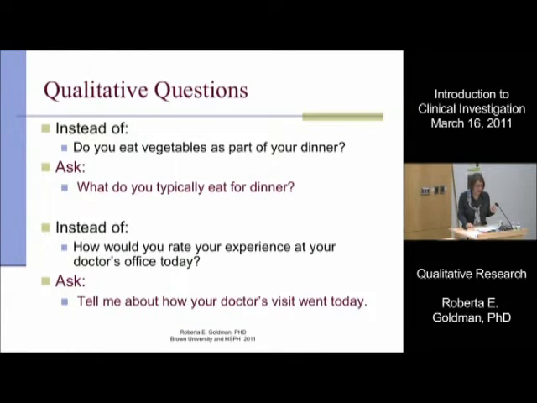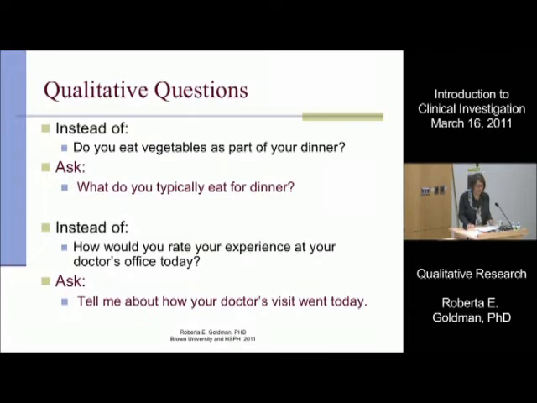So instead of saying, do you eat vegetables as part of your dinner, you would say, what do you typically eat for dinner? And then come back in and say, so what about vegetables? So what about drinks? That kind of thing, put it together.